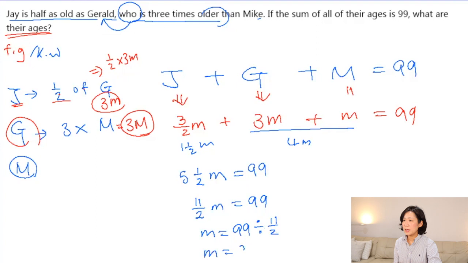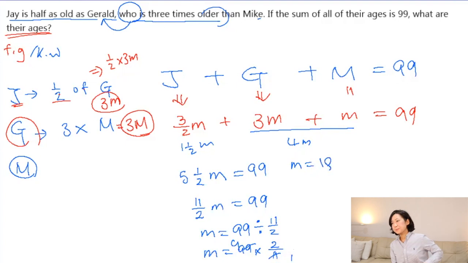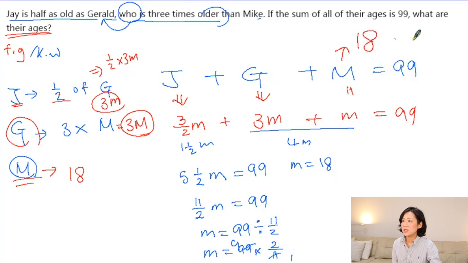99 divided by 11 halves, so let's flip the fraction and multiply, 99 times 2 over 11. Then it gives you M equals 18. Now let's see what M was. M is the age of Mike. So we know that Mike is 18 years old.